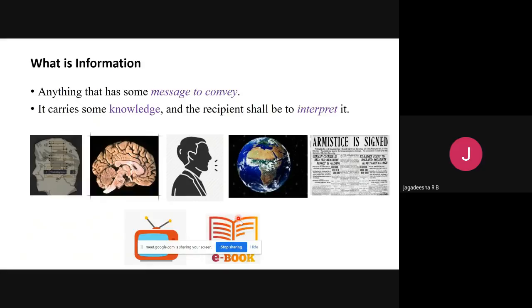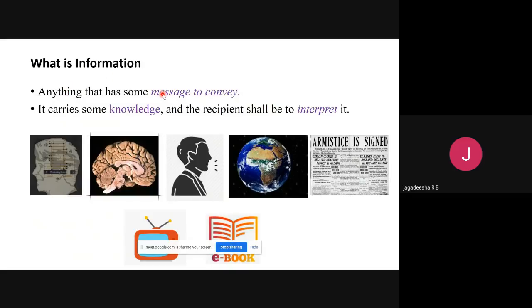Similarly, books. It may be an ebook where you read and get some information. Similarly, we have a picture here. The picture conveys some information. For example, this picture is of a globe, a world map, or so on. So this carries some information. By seeing this, you can say what it is if you know this, right? So all these are information because they carry some message. When you speak, some message is being conveyed or some knowledge is being transmitted, right? But we will not be discussing this kind of information.